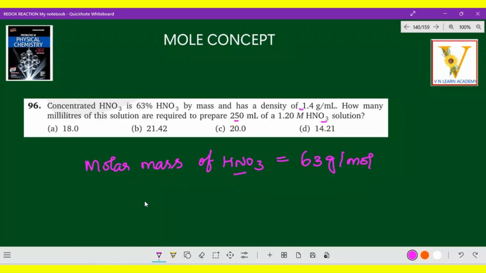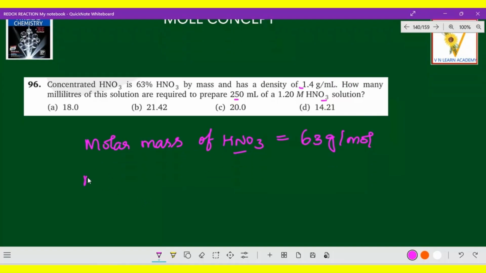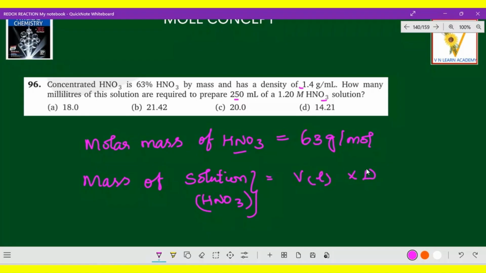Now the mass of the solution. Mass of the solution means HNO3 only, combined together. Solution means solvent plus solute, combined together. Here, they have given the density, so the mass of the solution is volume in liter into density. Density equals mass by volume.